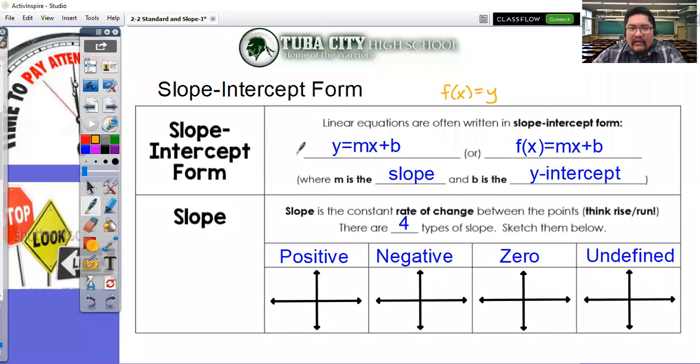M is the slope. So slope is usually the rise over run thing that you always see. So rise over run, how many times you go up and over, or sometimes down and over if it's a negative slope. And b is the y-intercept.